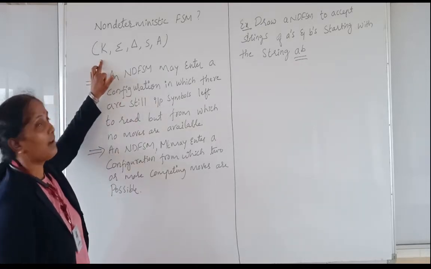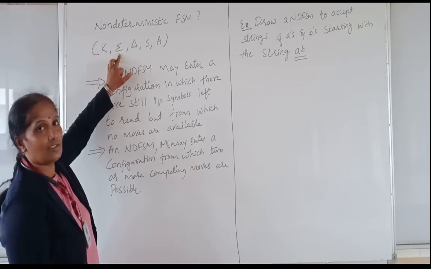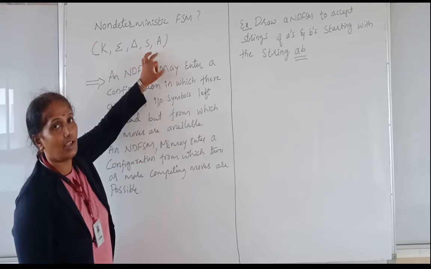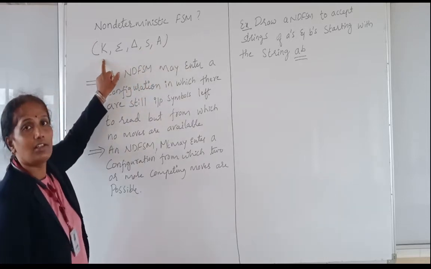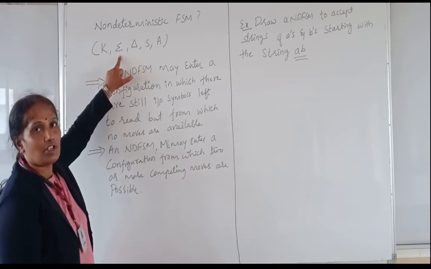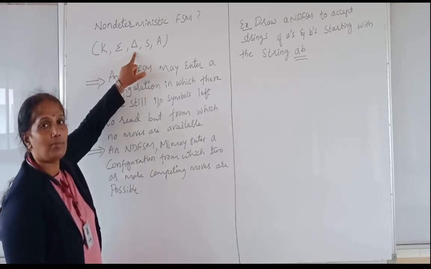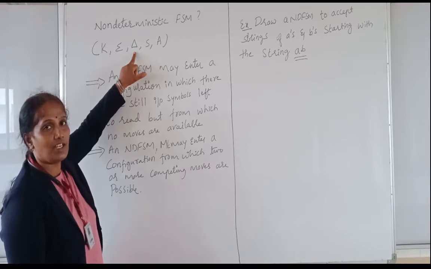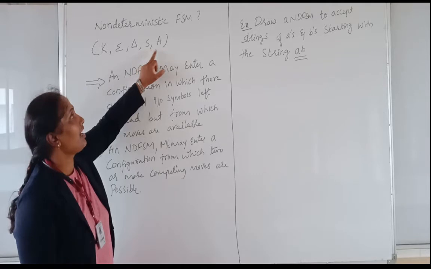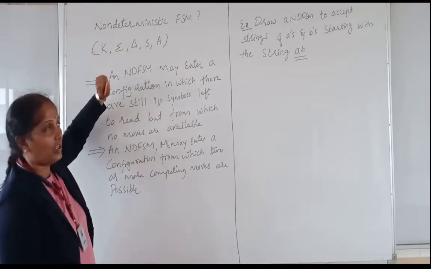It is defined by 5 tuples: K, alphabet indicated by sigma, transition function delta, S, A, where K indicates the set of states, sigma is the alphabet, and the transition function maps between the states and the input alphabet. S is a start state and A is an accepting state. So it is the same as a DFSM only.